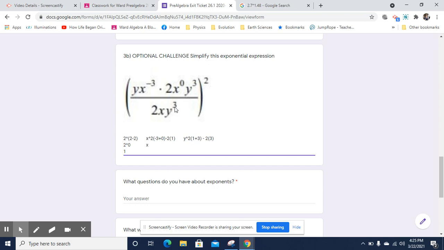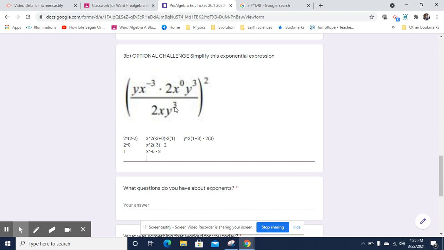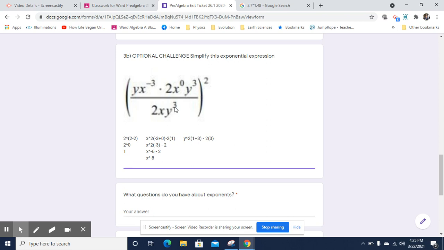Then we'll say x to the 2 times negative 3 minus 2, and I'll keep going with that. That's going to be x to the negative 6th minus 2. I'll keep going. That's going to be just x to the negative 8, which ends up being 1 over x to the 8th, if we don't want to have any negatives in our exponents.